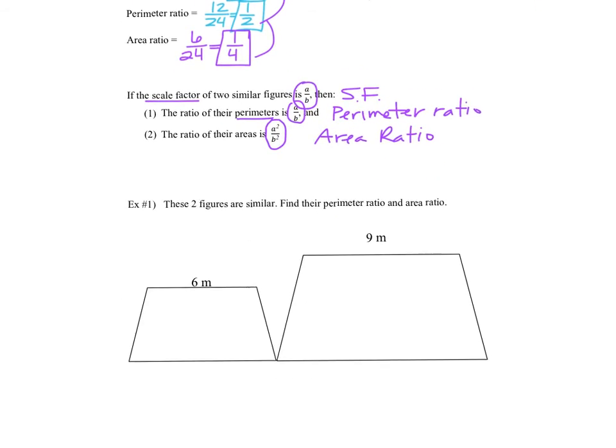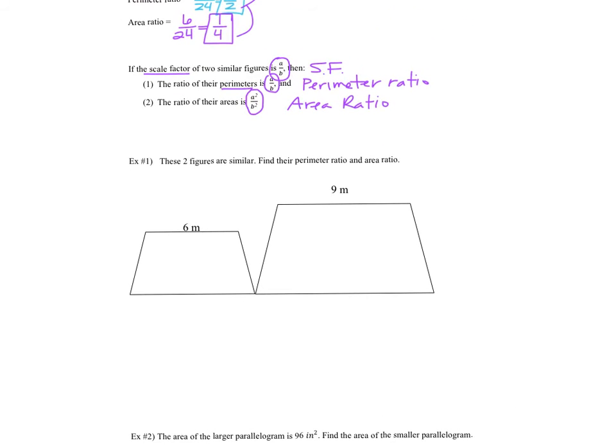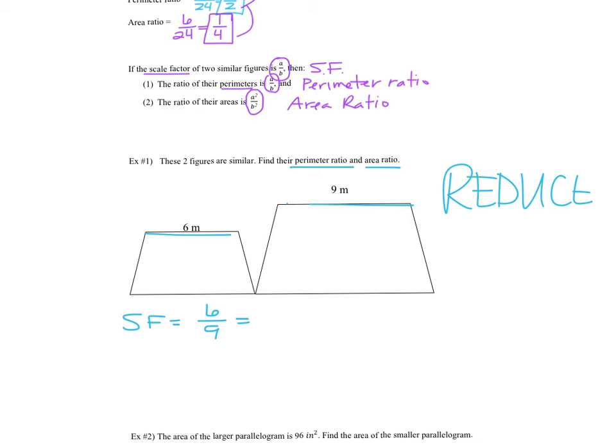Okay, so using that idea, this first example says these 2 figures are similar. Find the perimeter ratio and the area ratio. How do we do that? We start with the scale factor because we have 2 sides and they told us they're similar. So our scale factor is going to be 6 to 9, but you always reduce, okay? Reduce is huge in this lesson. If you don't reduce, you're going to get some strange answers. So 6 over 9, if you divide by 3, you get a scale factor of 2 to 3.